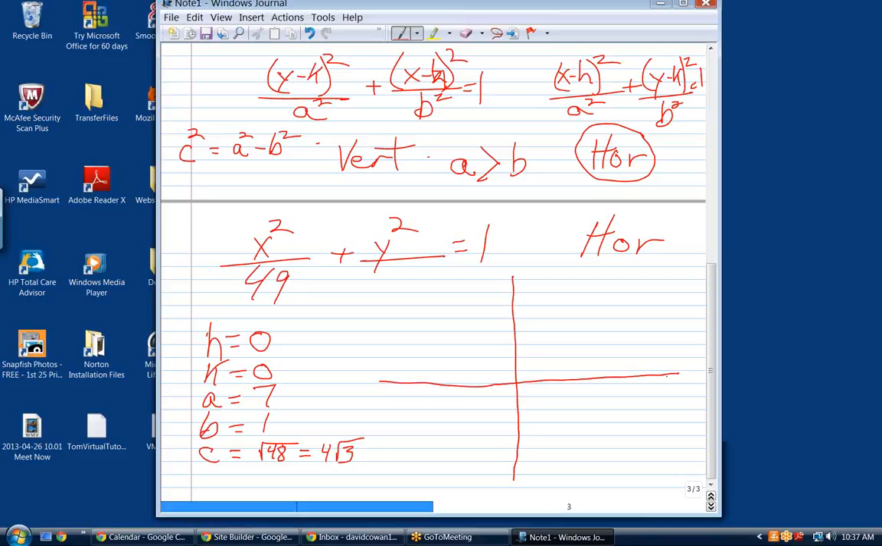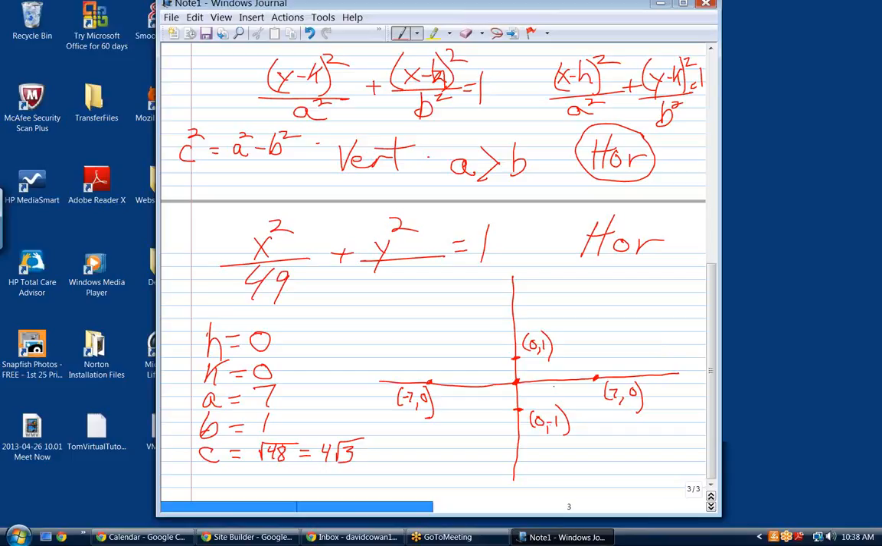Where should we start? Our center is at 0, 0, am I right? Yeah, so let's start there. And then what's the right major vertex going to be? It's going to be 7, 0. The left one is negative 7, 0. And the top minor vertex is 0, 1, and 0, negative 1.